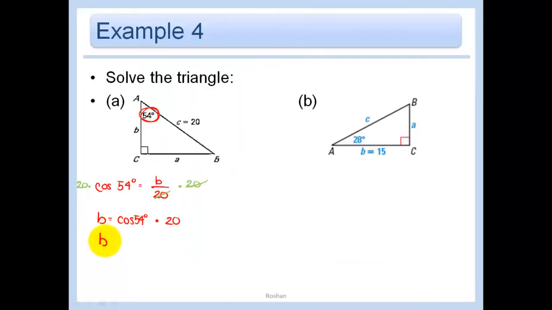So we had b is equal to 11.756. We also need to find a. There's two ways to find a. We could use the Pythagorean theorem, a squared plus b squared equals c squared, but I think in this problem it might be easier to just use sine, that the sine of 54 degrees is equal to a over 20, because the sine is opposite over hypotenuse. So again, I'm going to multiply both sides by 20. So I'm left with a equals sine 54 degrees times 20.